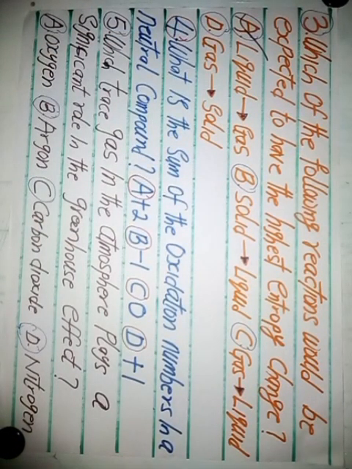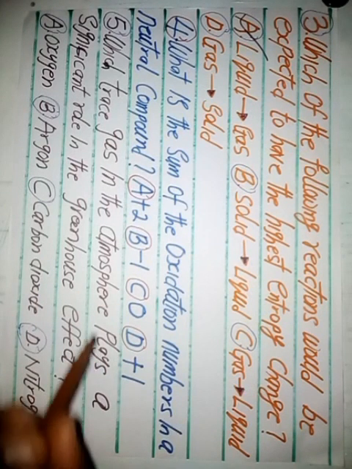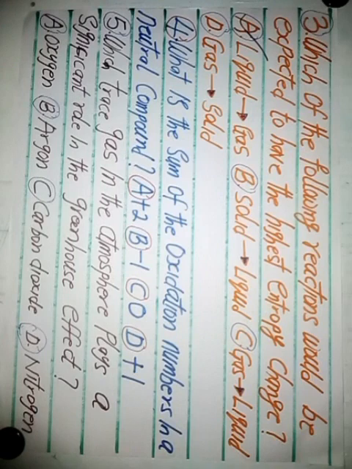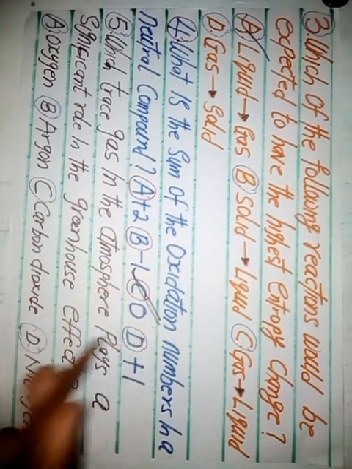Number 4. What is the sum of the oxidation numbers in a neutral compound? When you're talking about the rules for assigning oxidation numbers, one of the rules is that the sum of the oxidation numbers in a neutral compound is actually 0. That's one of the rules for determining oxidation numbers. So your answer is C.